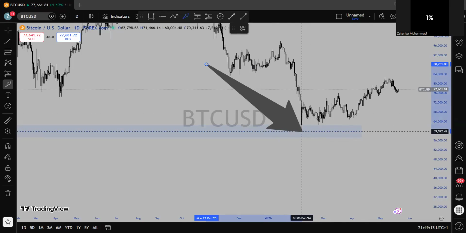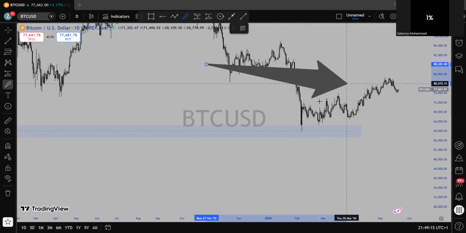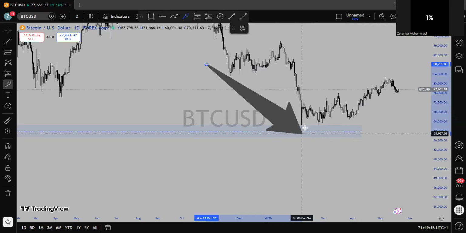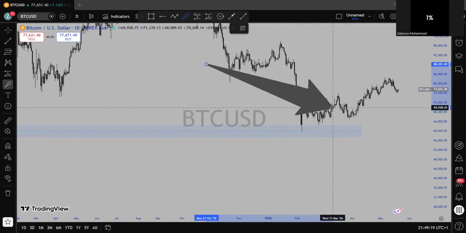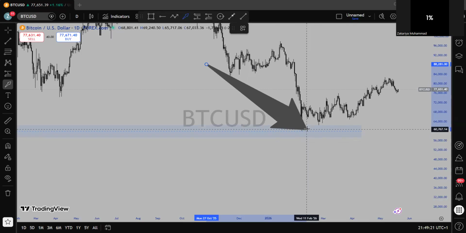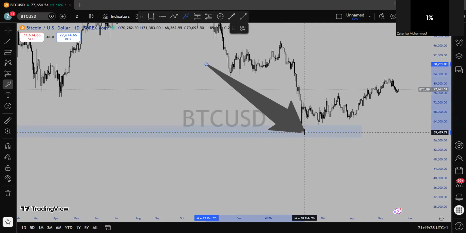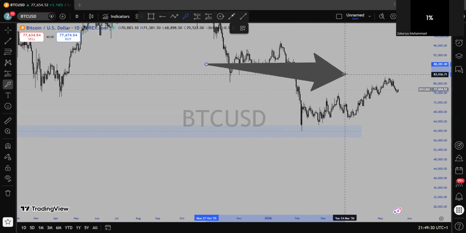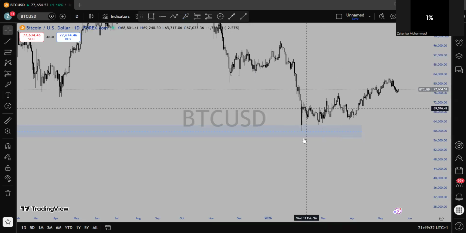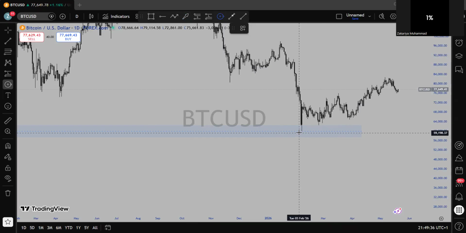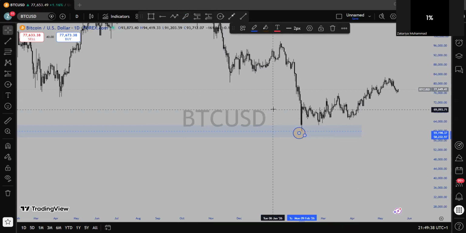So we expect a correction move. We need to have a market structure shift because it's a change of trend. This was a bearish impulsive, so we're going to have a bullish correction. So when market tapped into this, our order block, this demand zone, this is what we want to see in higher time frame.